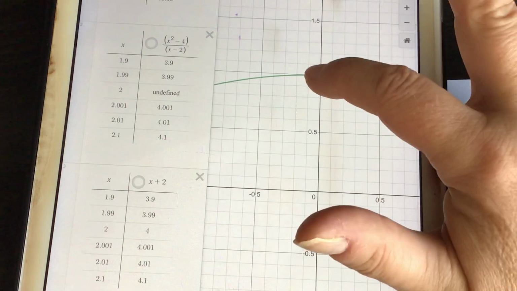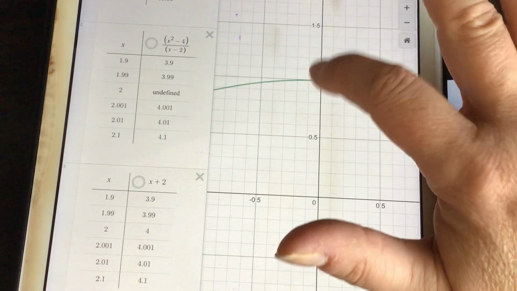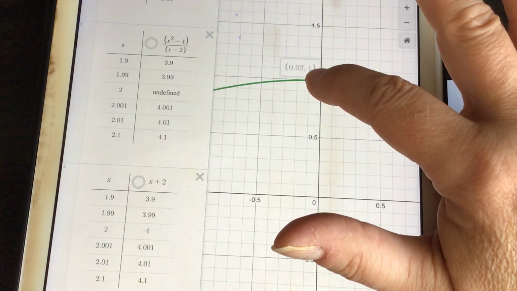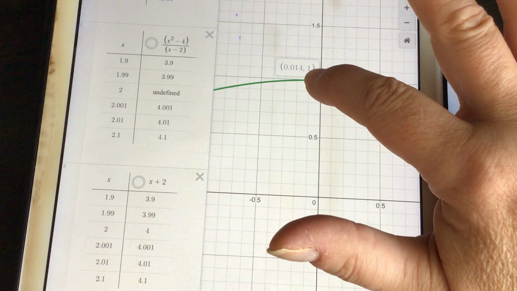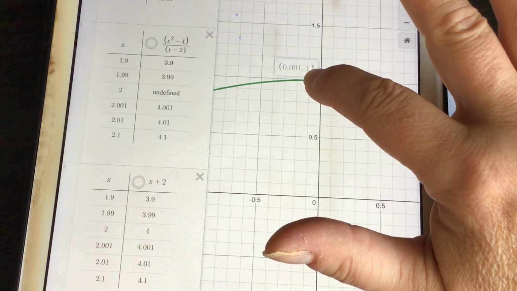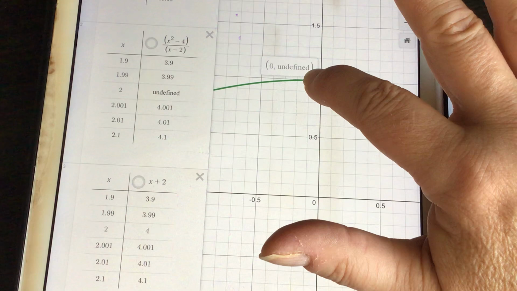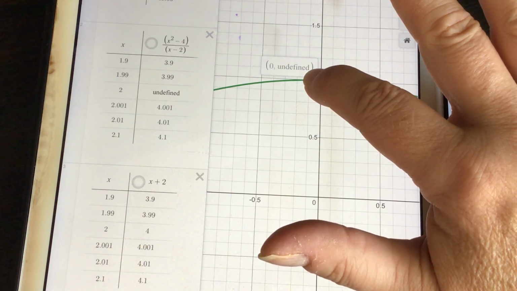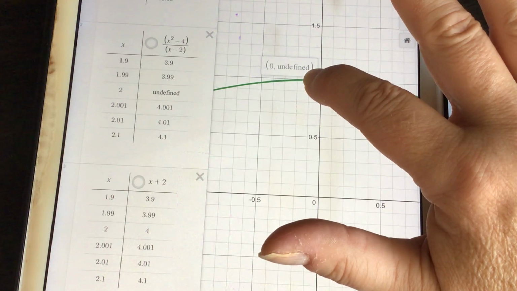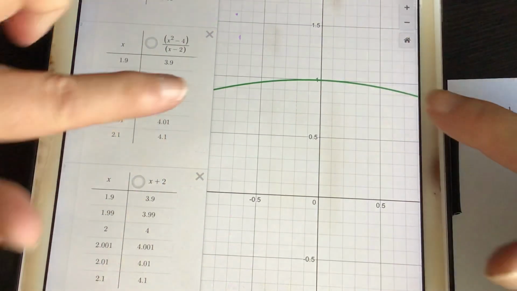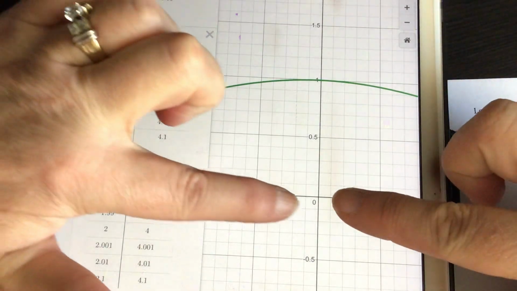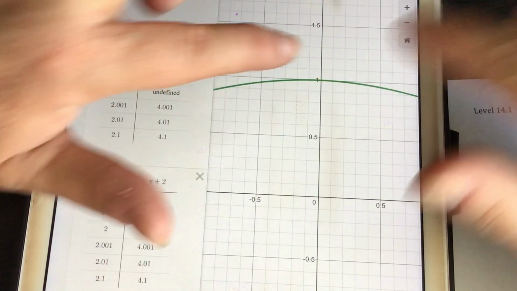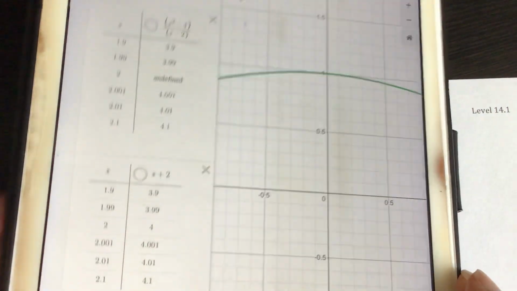And I can actually find an x value of 0. So if I have x is 0, we can see that it's undefined. So the value of the function at 0 is undefined, but the limit as x approaches 0 from both sides is heading towards 1. So that would be the limit.